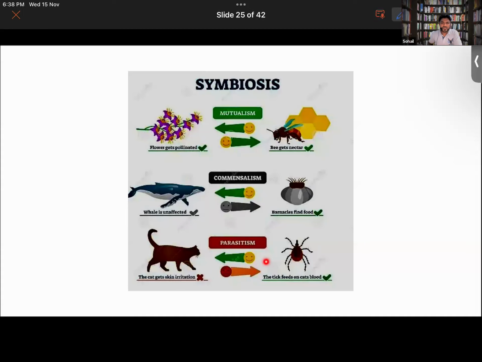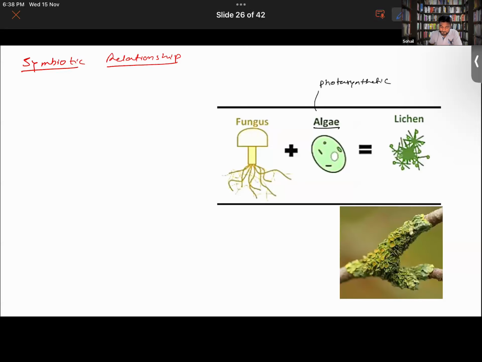Why? Because the nutrients are being shared here, from the blood of this cat to the ticks. While we don't consider which one is getting benefited or which one is getting harmed.